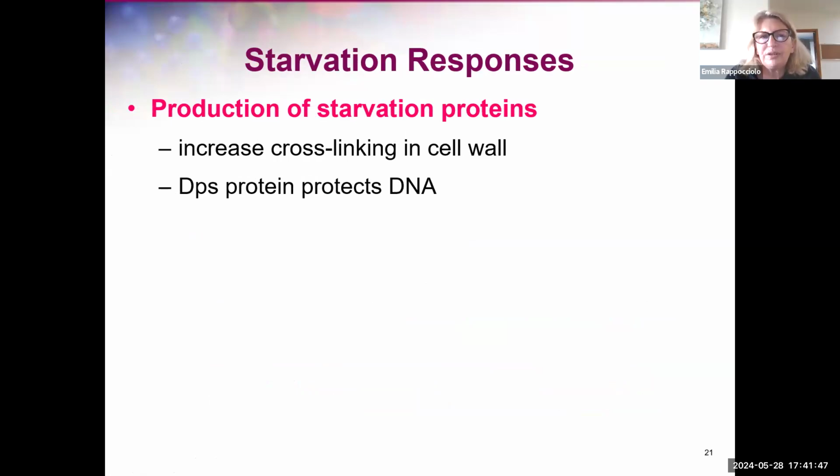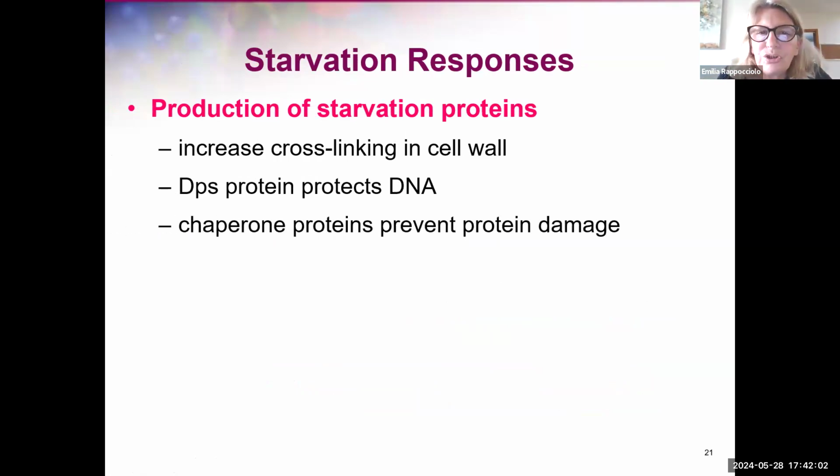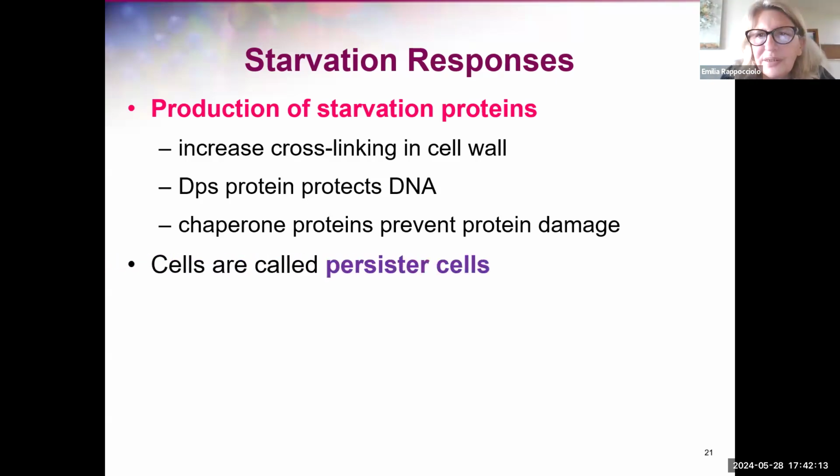DPS is one of the starvation proteins which tries to protect the DNA from degradation and denaturation. Chaperone proteins also make sure that important proteins like enzymes don't get denatured and damaged. When this is happening, the cell cannot be a regularly functioning cell.